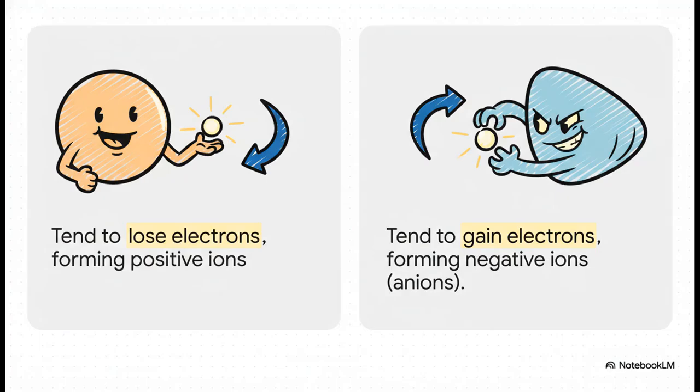Okay, so this right here gets to the absolute heart of the matter, the chemical motive of each group. See, at the atomic level, it all comes down to electrons. Metals, they're generous. They love to give away electrons, and when they do, they become positively charged ions, which we call cations. Nonmetals, on the other hand, they're takers. They're always looking to gain electrons, which makes them negatively charged anions.